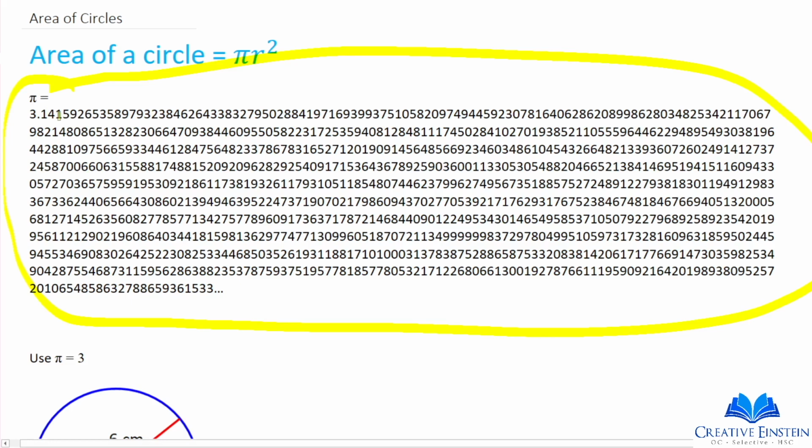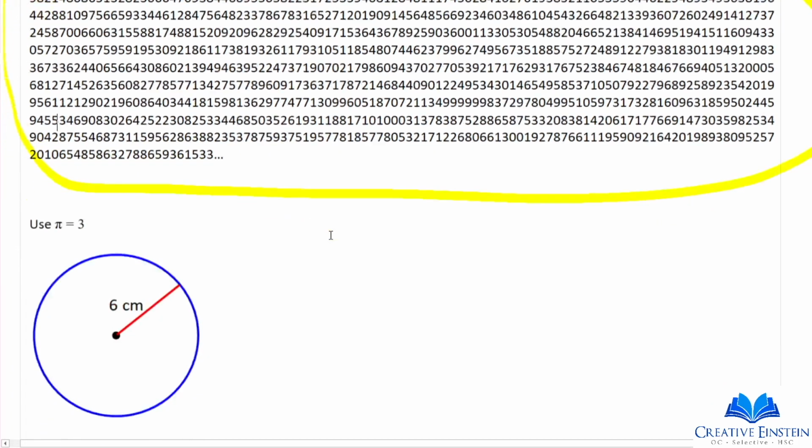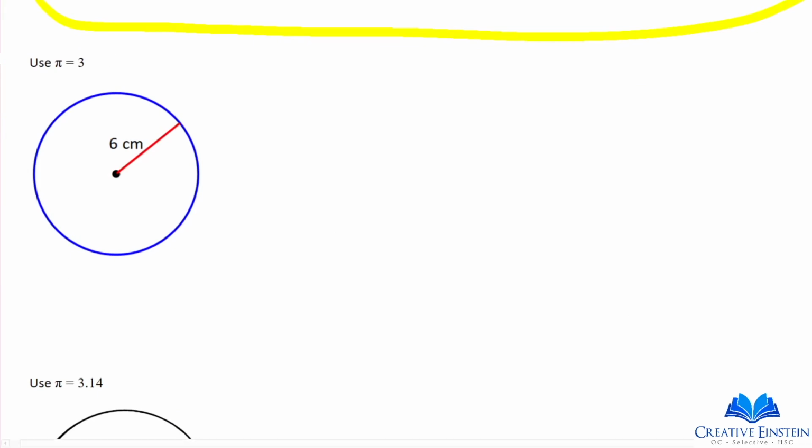So normally if you're in year 4, you might just use pi as 3. If you're in year 5 or 6, maybe pi as 3.14 or 3.142. And then as you get into high school, you use the calculator function pi, which gives you about 10 or 20 digits of pi. But for our purposes, I've given you exactly what we're going to be using for pi.